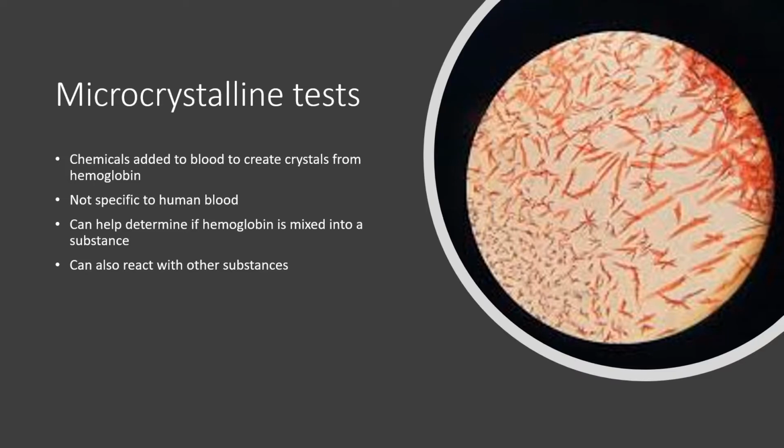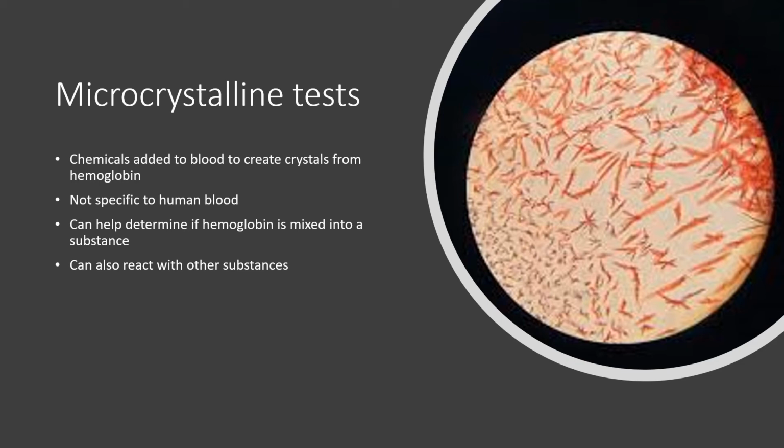Microcrystalline tests are where you add chemicals to blood. So you get a droplet of fresh liquid blood and you add chemicals to it to create crystals from the hemoglobin. Again, this is a blood determinant. It is not specific to human blood, but it can help determine if hemoglobin is mixed into a substance.